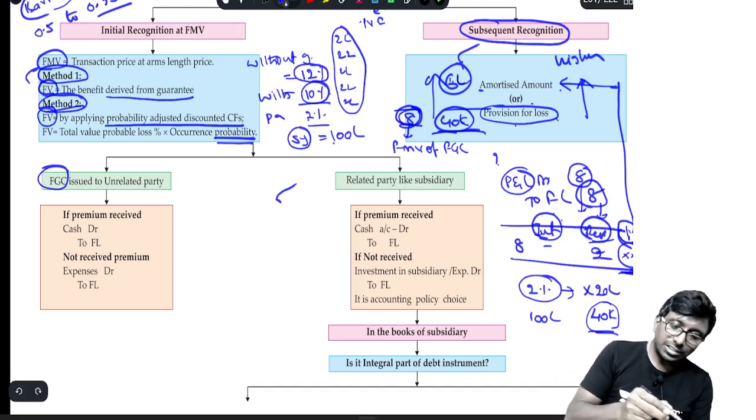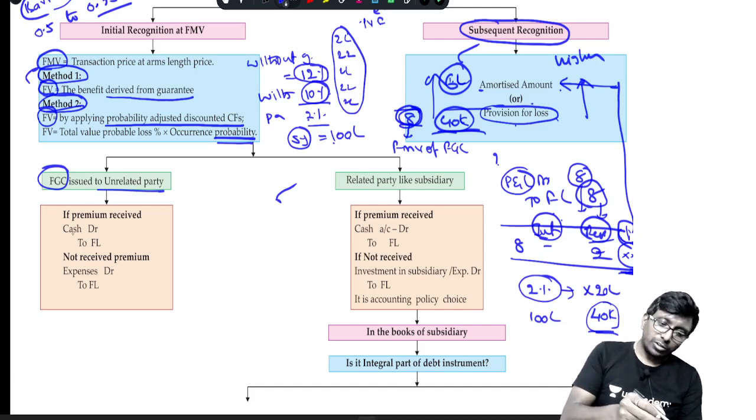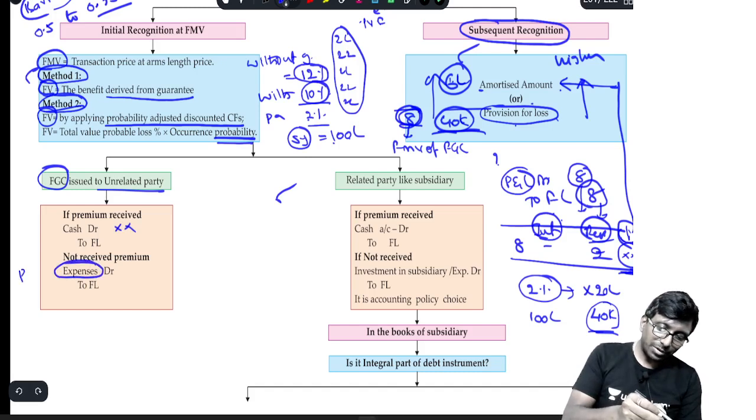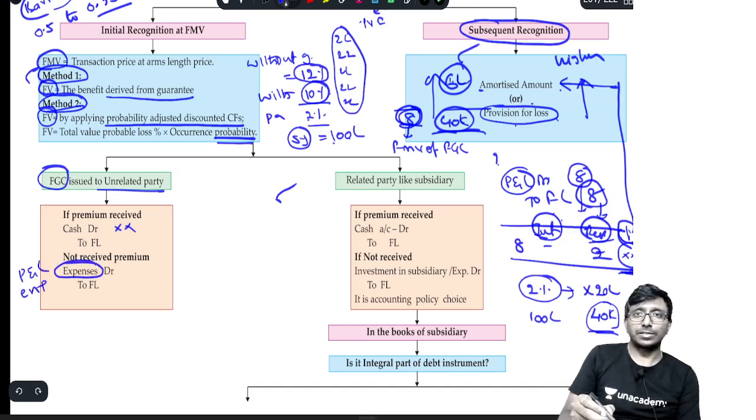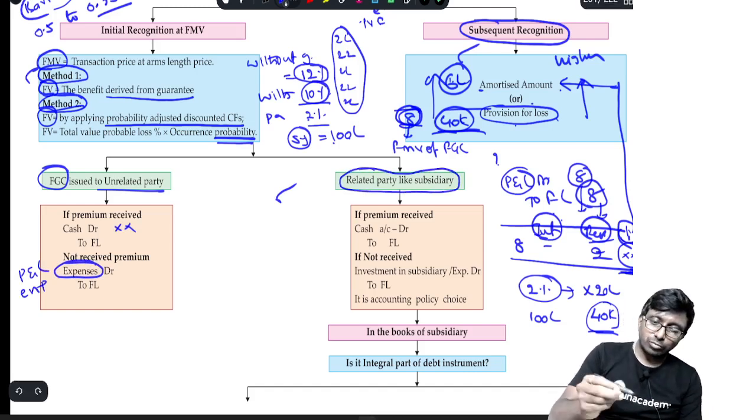Okay, FGC issued to an unrelated party. Then that is initial recognition. If you have received cash, we'll put that number. Sir, I have not received any money. Then it will be charged to P&L. It will be P&L expense. Agree? Right.